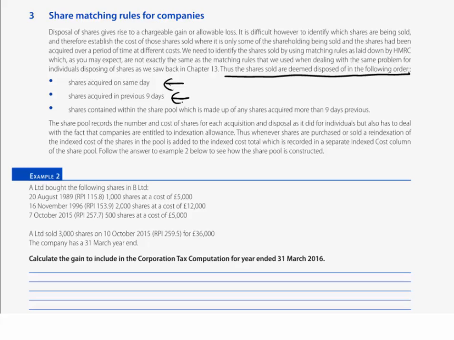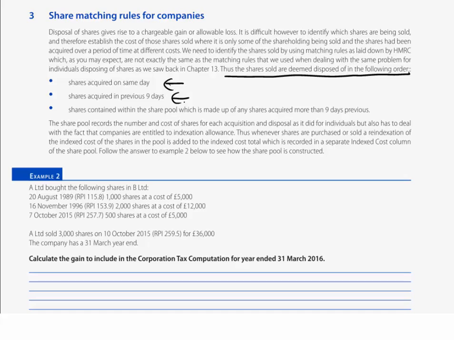Shares acquired in the previous 9 days. You'll remember, no doubt, that when it was an individual making the sale, that after having related the sale, if applicable, to shares acquired on the same day, we then looked again very specifically at shares acquired in the following 30 days. Not so here. Now, more sensibly you might think, we look back in time, but we simply look back over the previous 9 days. If there are any, then that is a specific reference that we make.